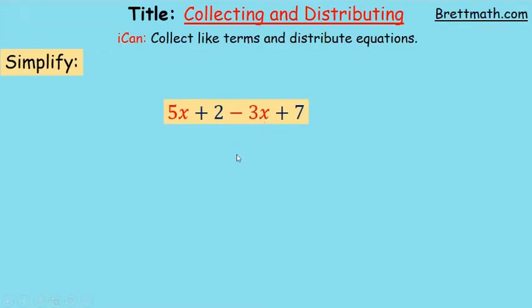So I'm then going to rewrite the entire thing, but I'm going to group my like terms together. So if I look now, I've put the 5x and the minus 3x together, and I put the plus 2 and the plus 7 together.